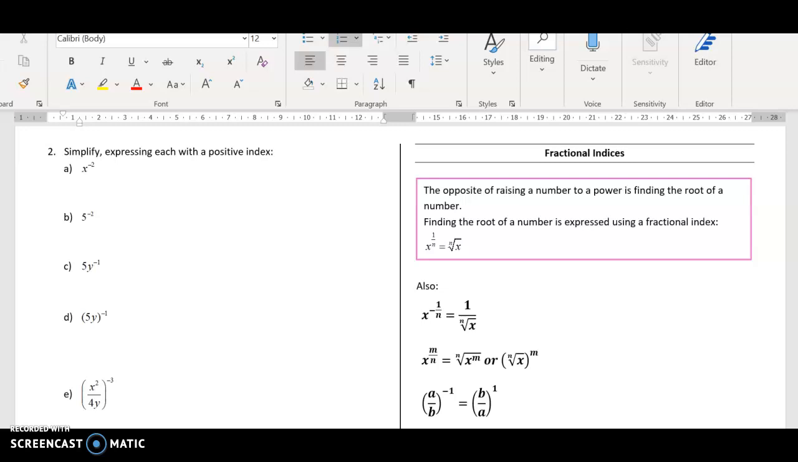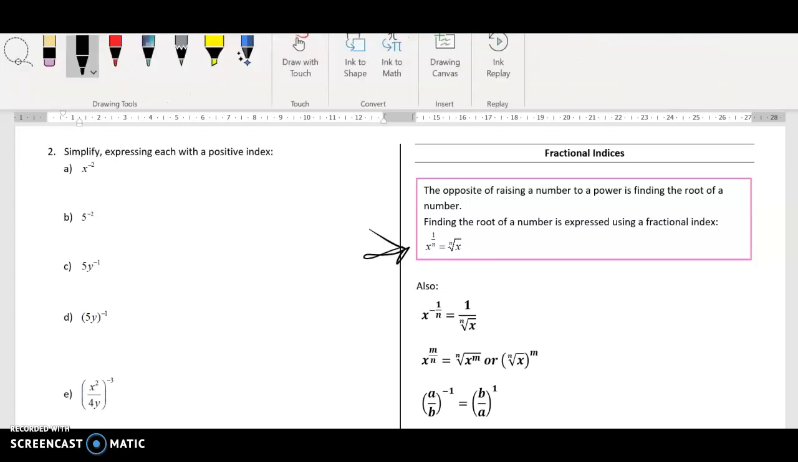Year 11, here's a quick review of fractional indices. So the opposite of raising a number to a power is finding the root of a number. Finding the root of a number is expressed as a fractional index. So we can write that if x has a power of 1 over n, some fraction, what that stands for is the nth root of x.